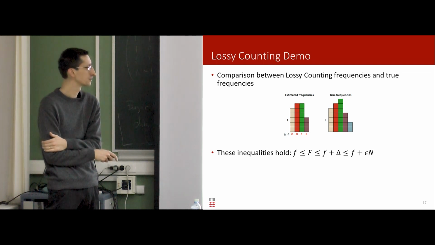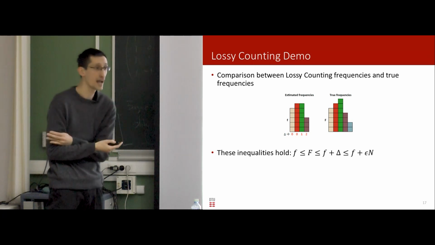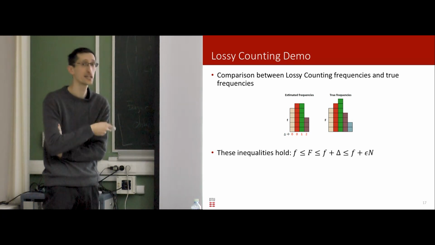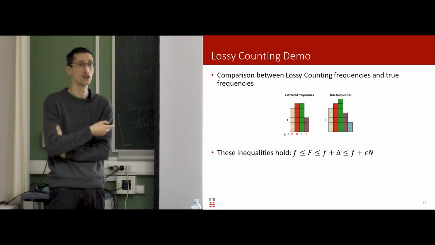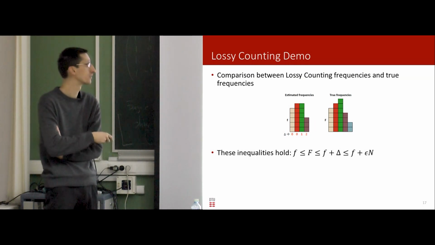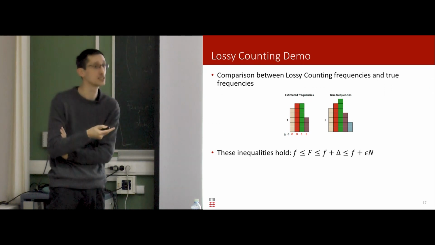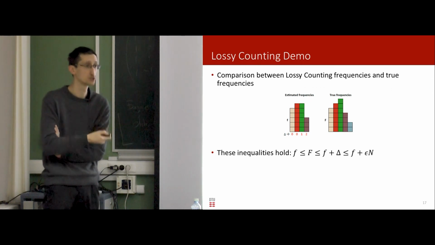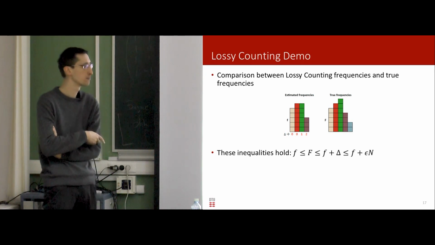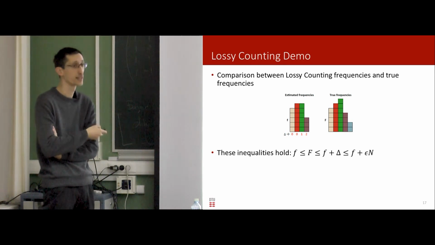Which is also equal to the frequency plus epsilon, where epsilon is the approximation error. So basically we can bound the correctness of our algorithm based on this parameter that we can set. So we can set the approximation error to 0, and then we have perfect, so correct, counting.